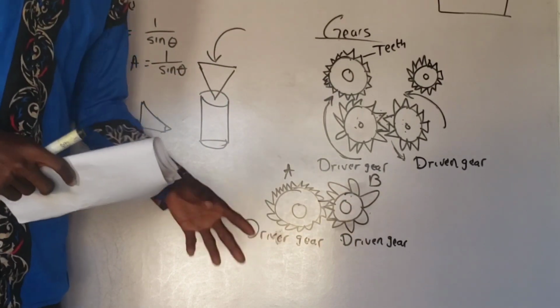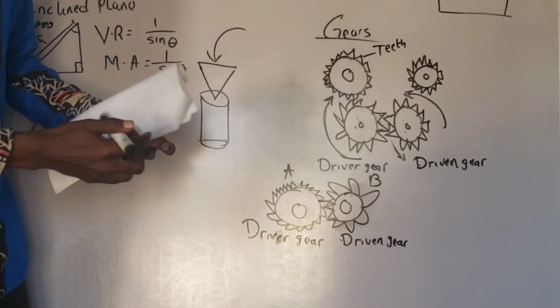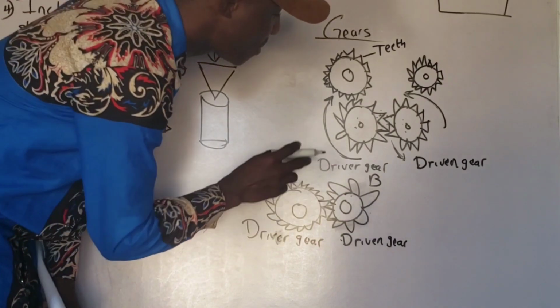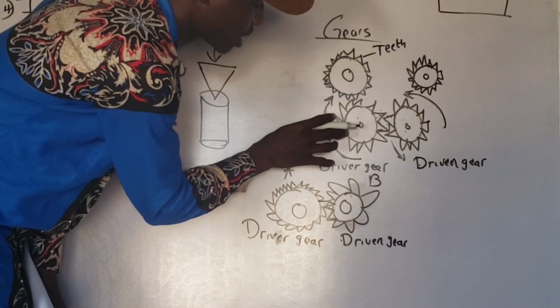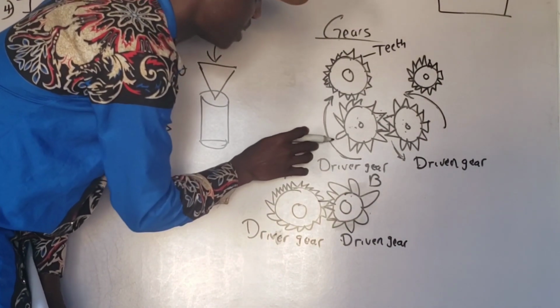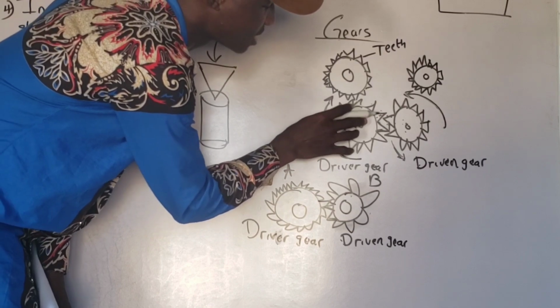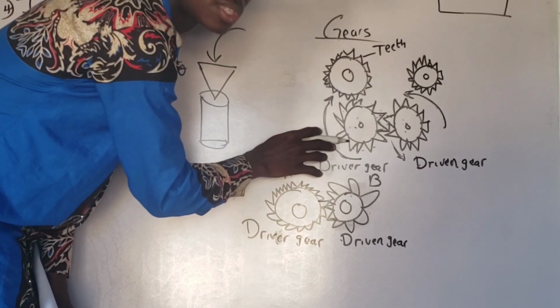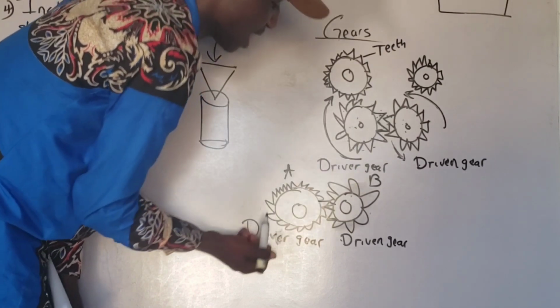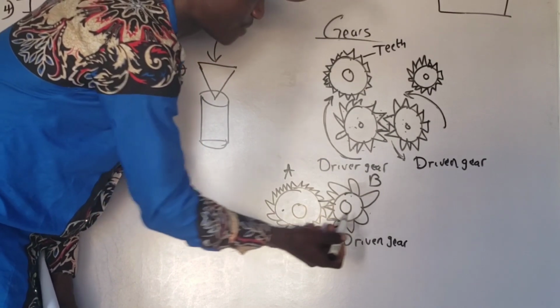But this bigger gear has 20 teeth. Okay, let me quickly explain that. How many teeth do we have in this gear? We have 1, 2, 3, 4, 5, 6, 7, 8, 9, 10, 11, 12. This is 12 teeth, a gear with 12 teeth. And we have 20 teeth here. We have 10 teeth here.